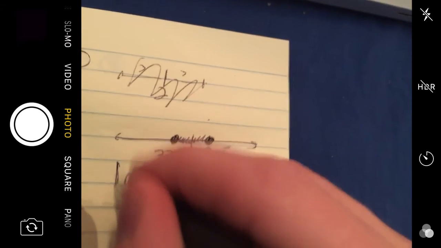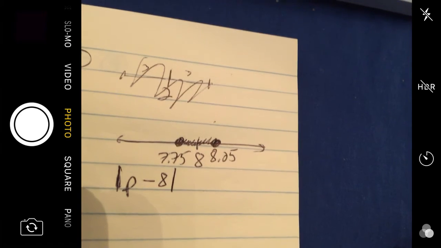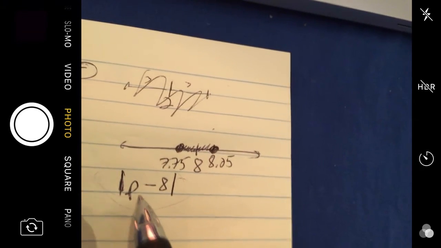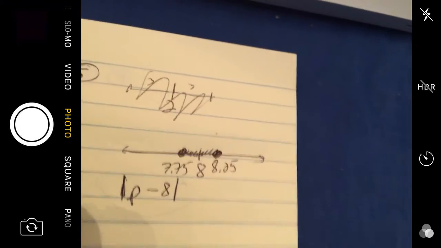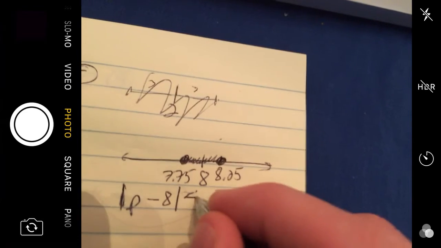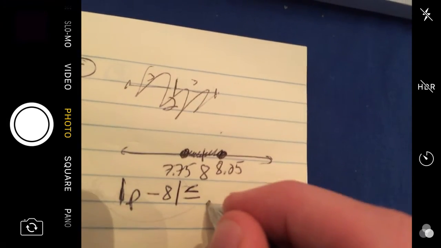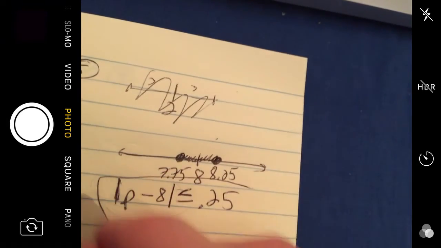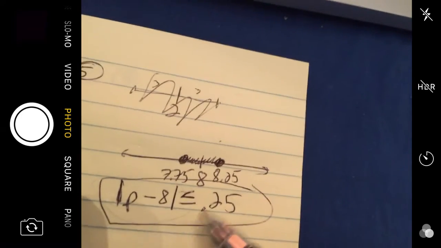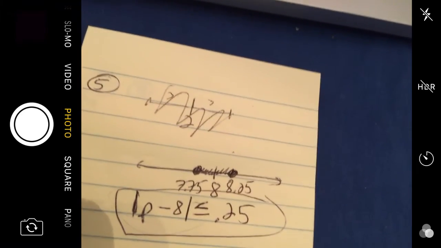But if you take the absolute value, that'll make it a positive. So again, absolute value finds the distance. Basically all this right here is saying P is how far from 8. Well, how far can it be from 8? Well, it has to be within 0.25, so less than or equal to 0.25. And that's actually it. If you were to graph this on a number line, it'd look just like that.